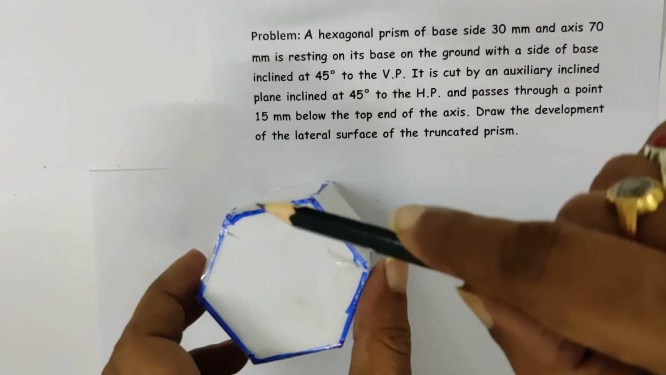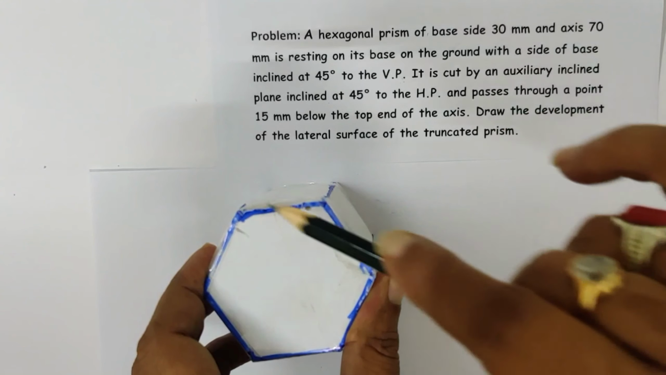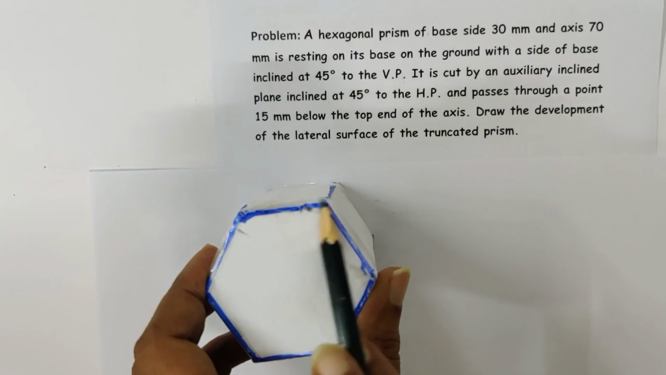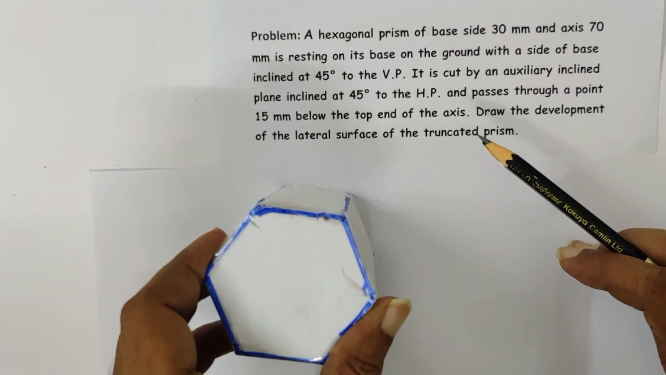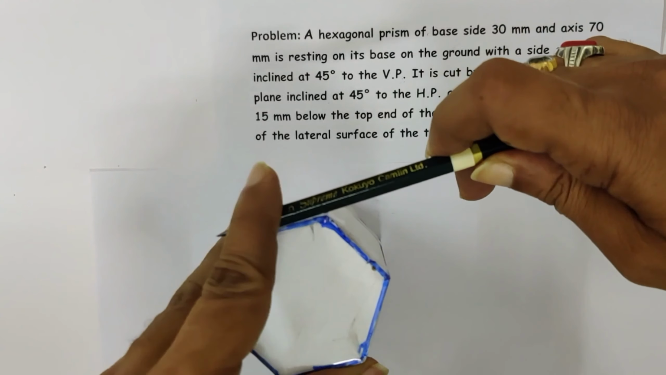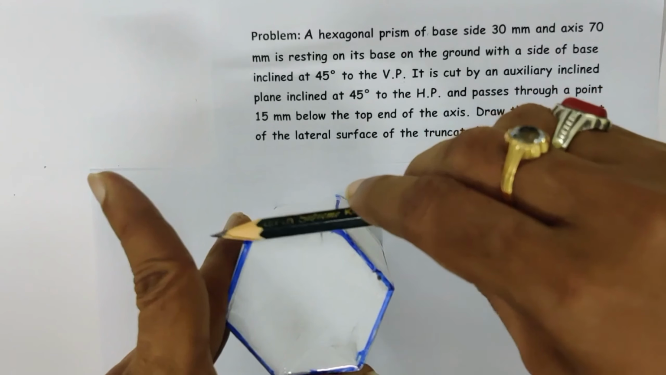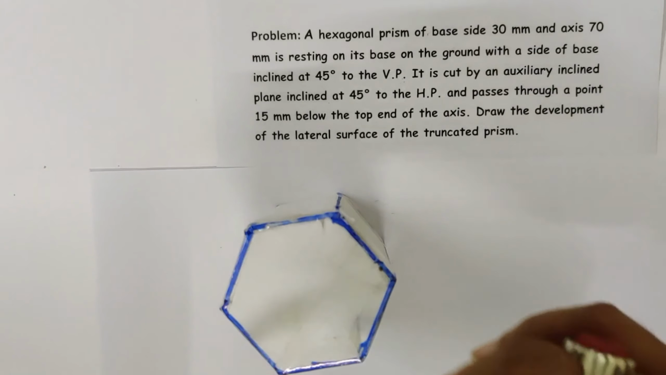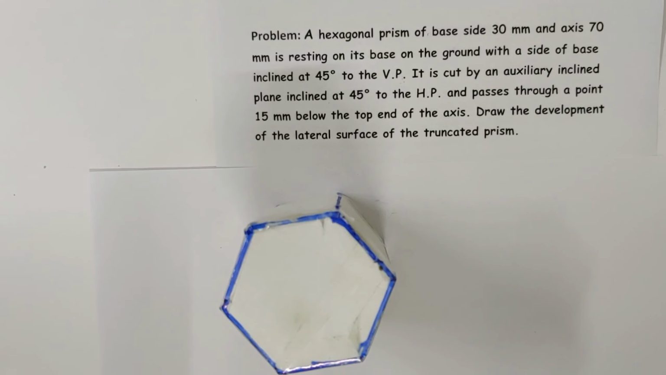That means we need to tilt the prism so that this base side is making an angle 45 degrees to the vertical plane. Here this base side is parallel to the XY line. Now we will tilt in such a way that this inclination is going to be 45 degrees. So draw top view of the hexagonal prism, that is a regular hexagon with one of its side making an angle 45 degrees to the XY line.